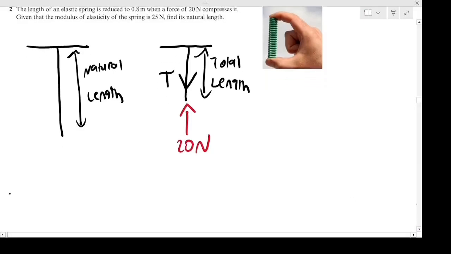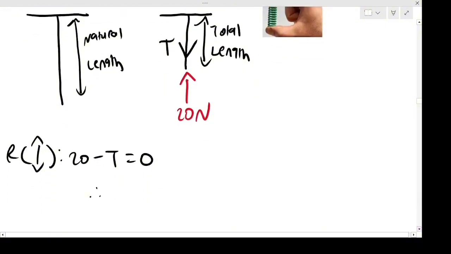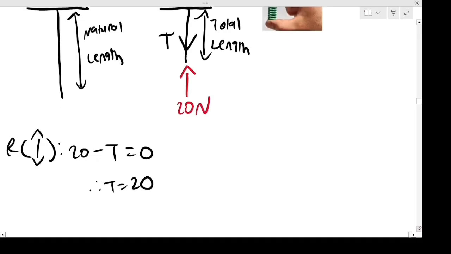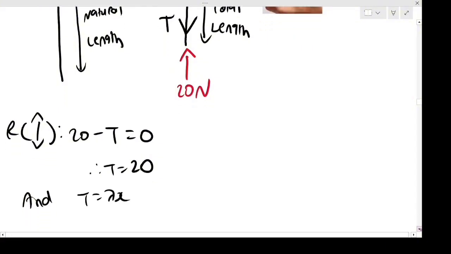Now if I resolve up and down, my upwards force is 20 newtons, take away the thrust acting downwards. That's going to equal 0 because there's no movement, no acceleration, so that means T is 20. But of course we also know that T is lambda x over L.